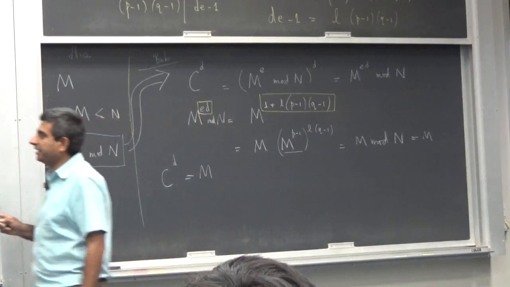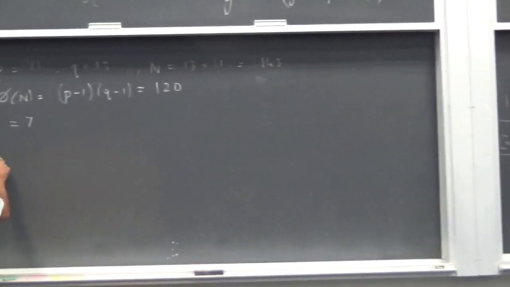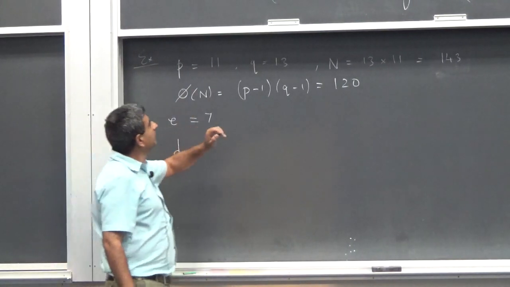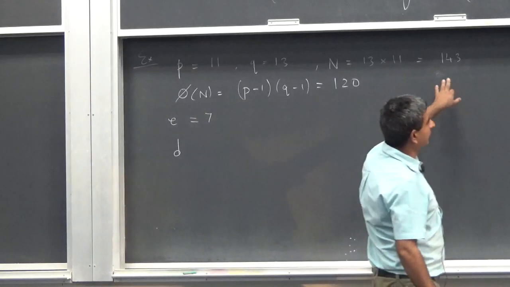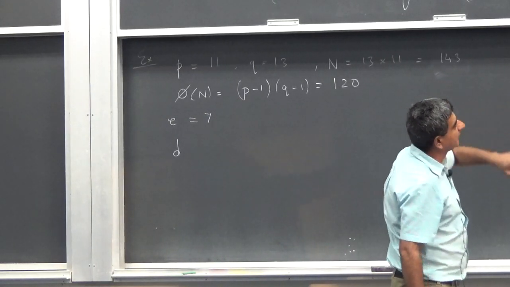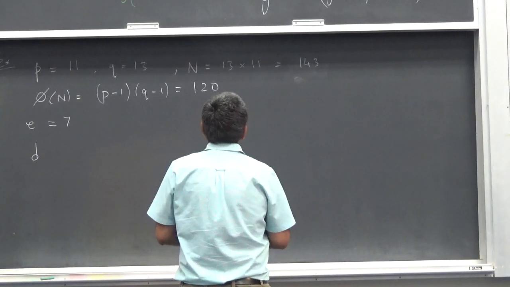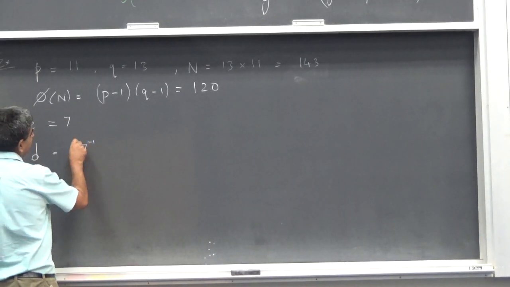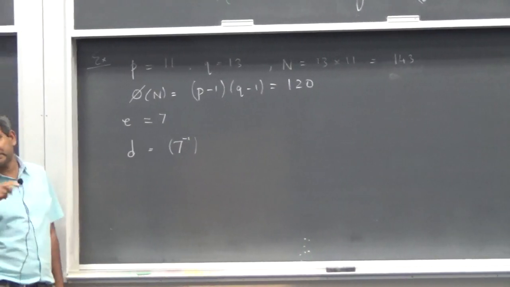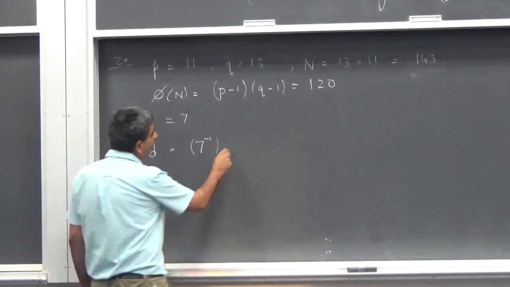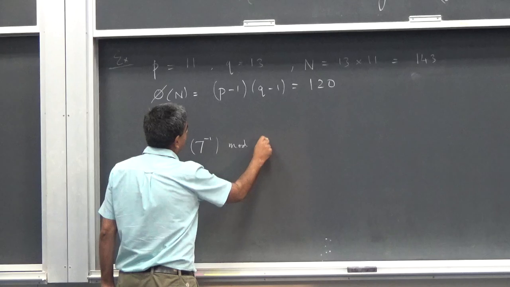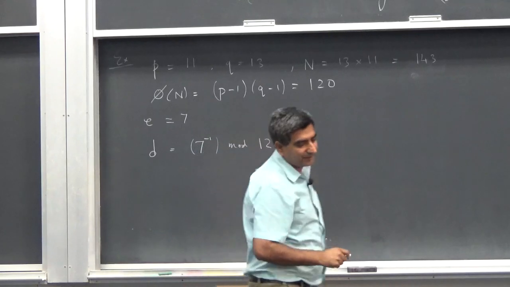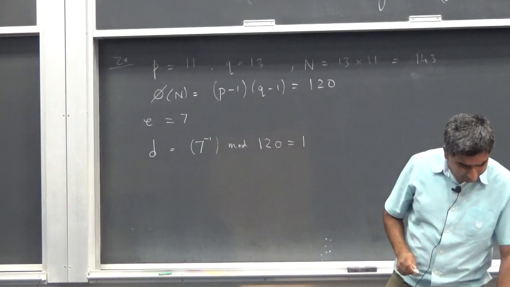Okay, so let's look at our example here. If I were to find D from this E, mod of everything now is mod of 143. Sorry, mod of 120. So D equals the modular inverse of 7. This is not 1 over 7, this is the modular inverse of 7, mod of 120. And I did this before coming to class. This number is 103.